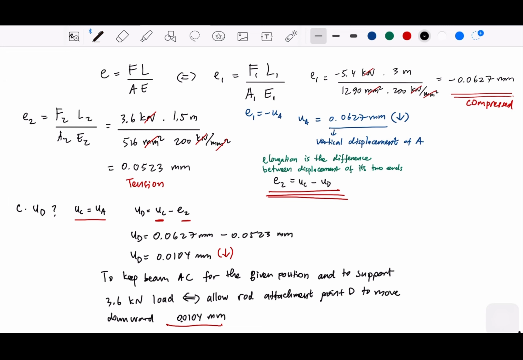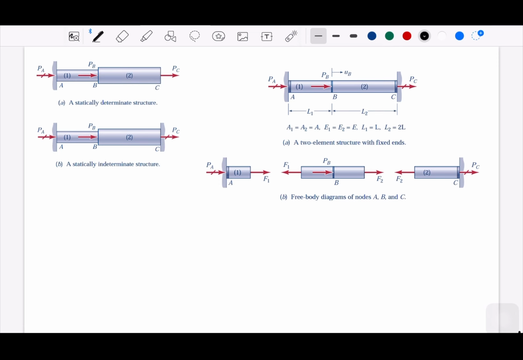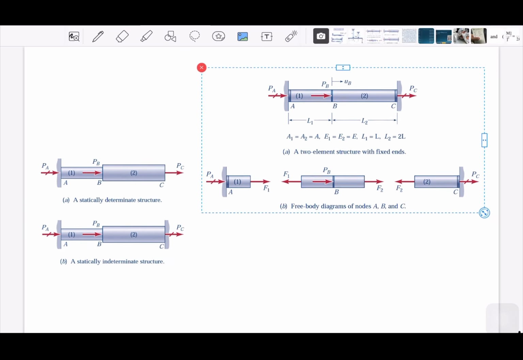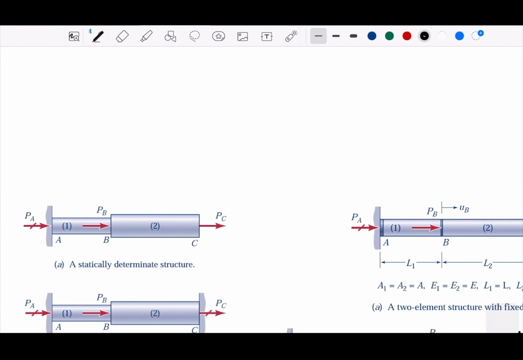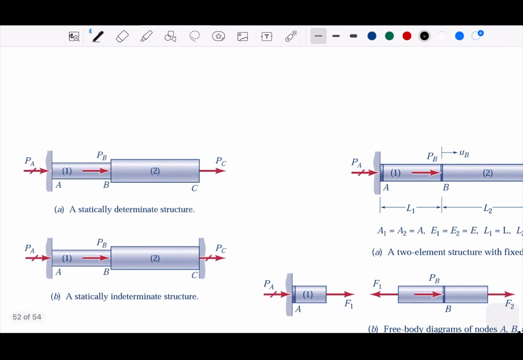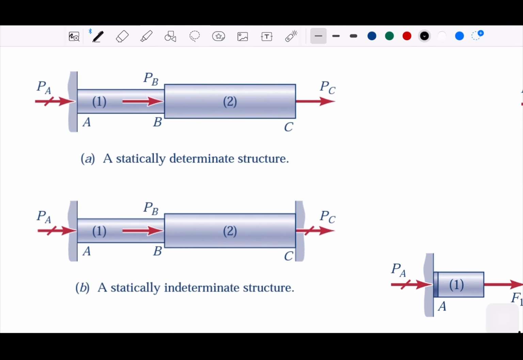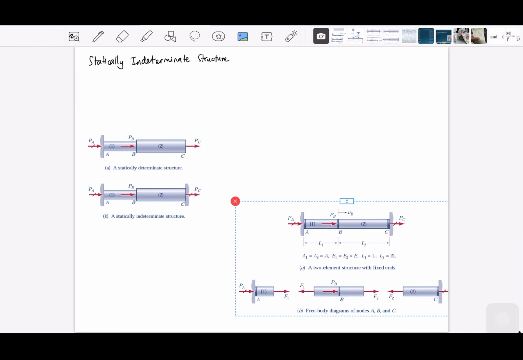So let me move to a new page here. Let me write something above. This is statically indeterminate structure. Okay, now what does it mean, and what will be the differences? So if we see these two types of structures, maybe this one can go about here.